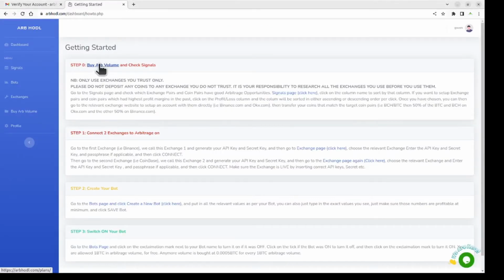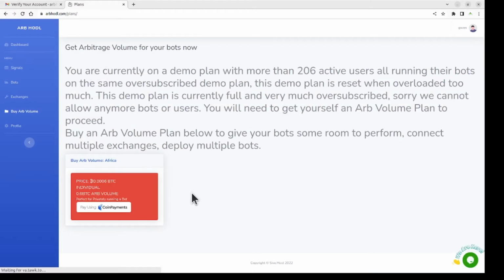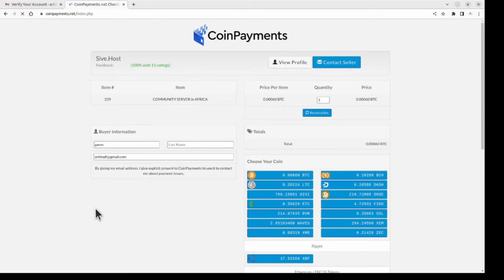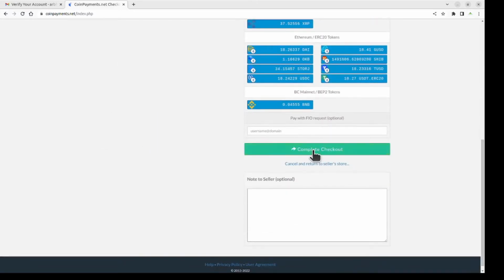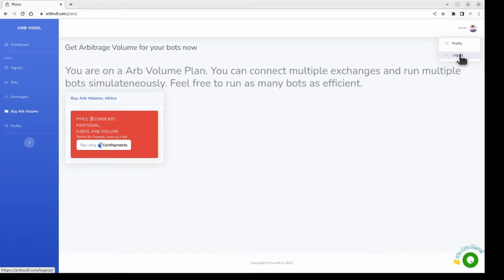Then, when logged in, before anything, you need to buy your ARB volume first. So click on Buy ARB volume, then pay by clicking on Pay using coin payments. Complete payment by choosing the preferred coin you want to pay with. Copy the address to pay to and paste it where you are paying from. Copy the amount and also paste it where you are paying from and make payment. Then wait until you see the payment successful screen.